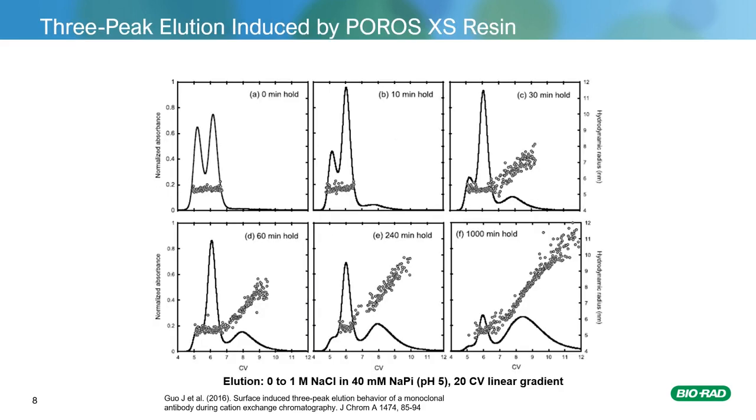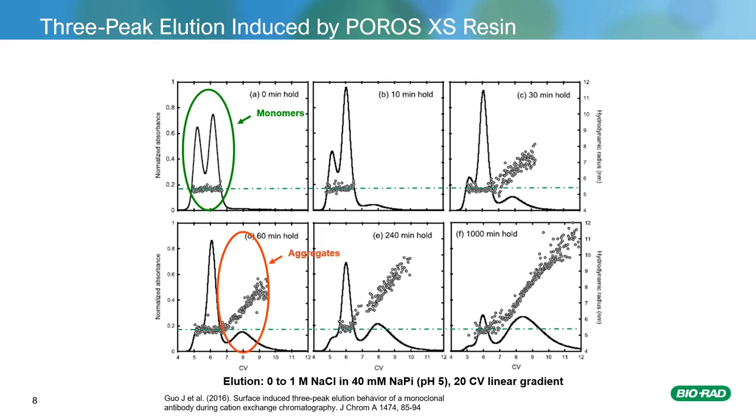One final example is the 3-peak elution induced by the Poros XS resin. So here you see 6 different times across the 1,000-minute hold, and at 0 minutes you see all monomer in that 2-peak elution, based on the hydrodynamic radius. But as time goes on to 10 minutes, you see an increase in that second peak, but the hydrodynamic radius is still monomer. By 30 minutes, you're starting to see a third peak form and the hydrodynamic radius of that third peak increase. By 60 minutes, it's become more pronounced, and again, you can tell by the hydrodynamic radius that aggregate is forming.